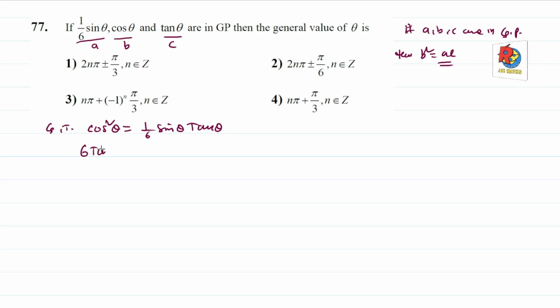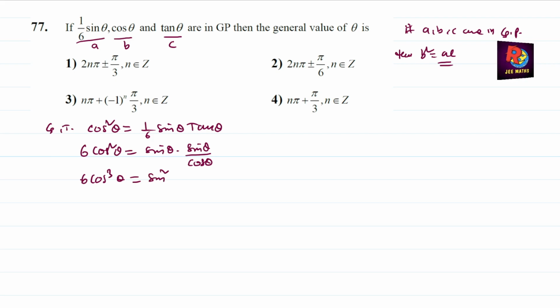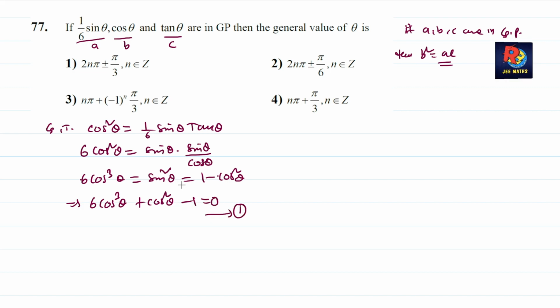So 6 cos square theta is equal to sin theta into tan theta. I can write sin theta by cos theta. Cross multiplying by cos theta, it will be 6 cos cube theta is equal to sin square theta. Sin square theta I can write as 1 minus cos square theta. If I take it to the left hand side, then 6 cos cube theta plus cos square theta minus 1 equals 0. Let us call this equation 1.